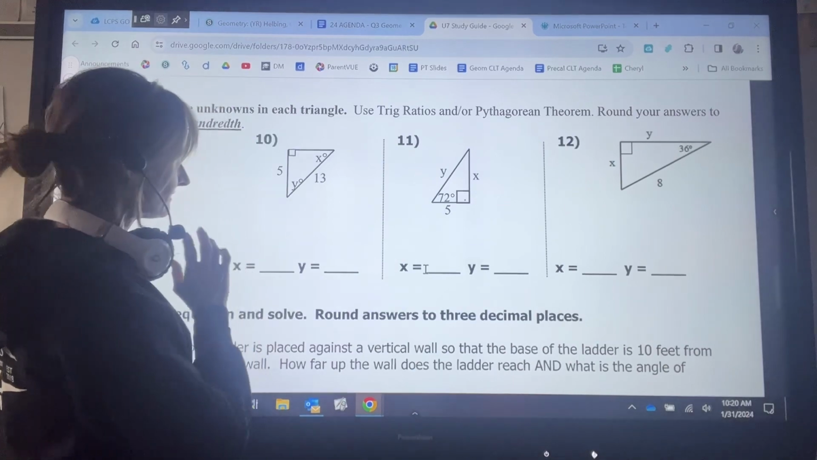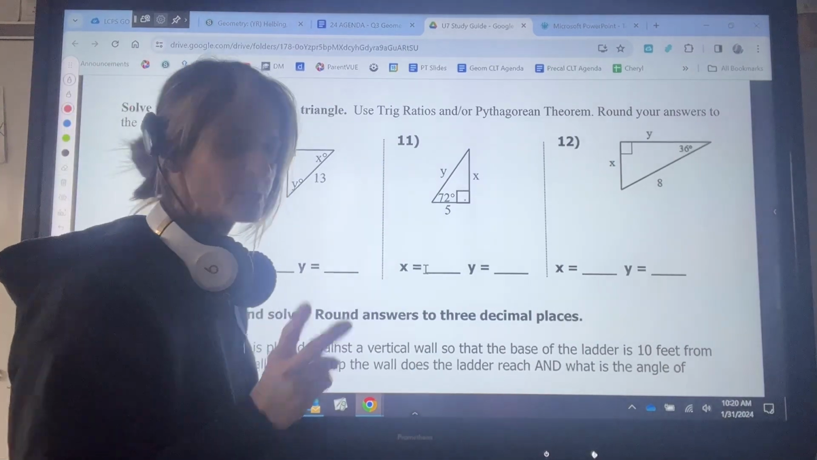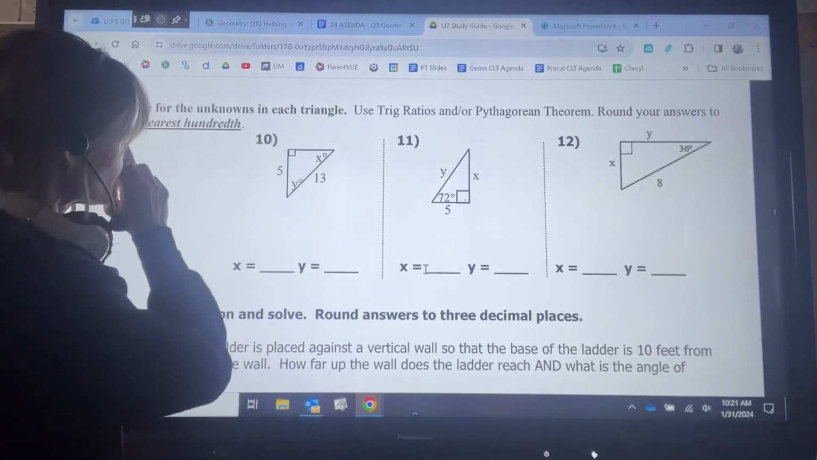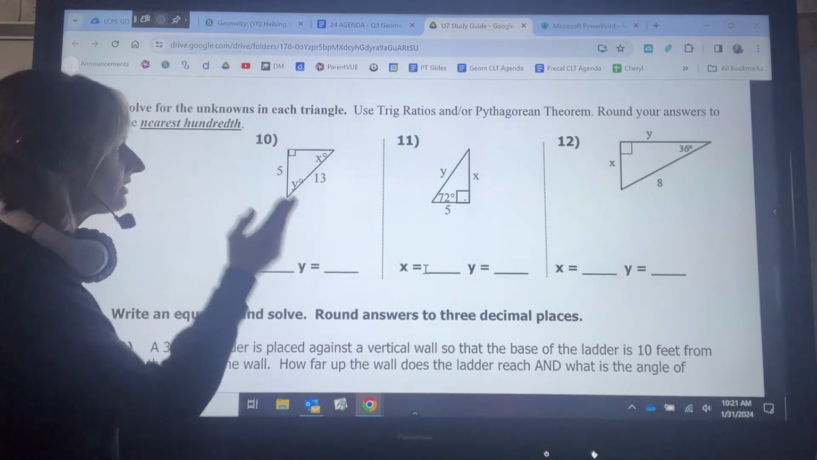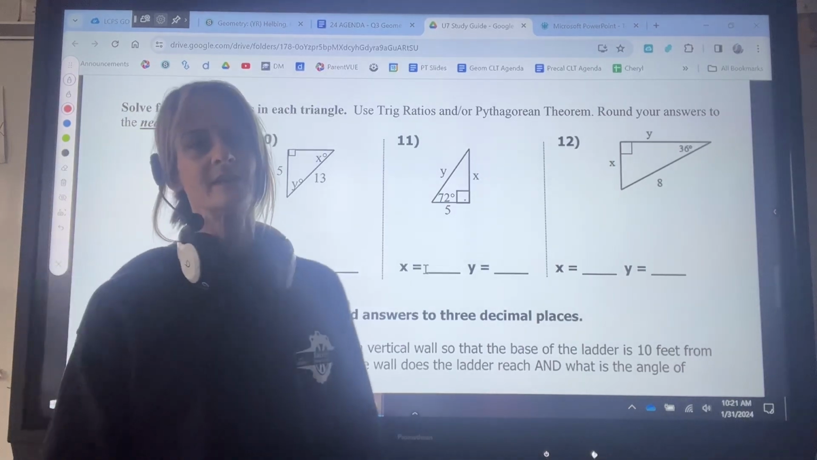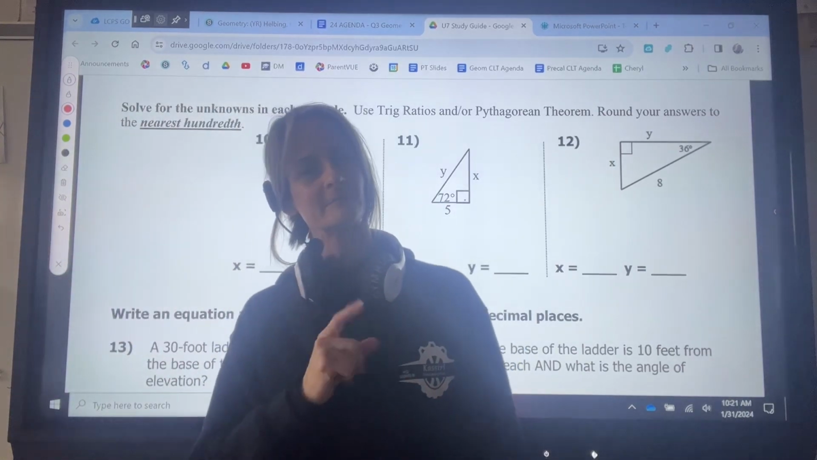We see we've got an x and a y. We have two different variables. We're gonna have to solve for them each separately. It's two different problems. So we take a look at number 10, and we don't have any angles. We know this is a right triangle, but we're gonna have to find the measure of the angles. What does that tell us we're going to be using?